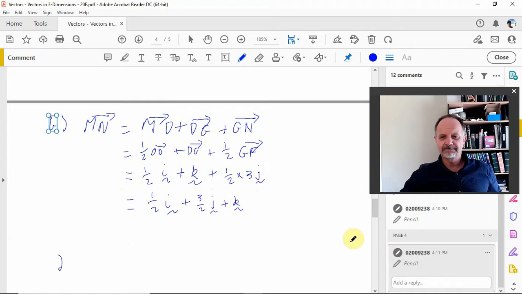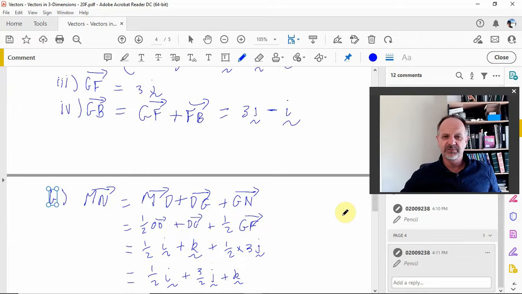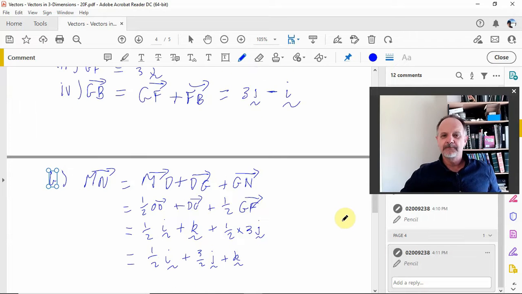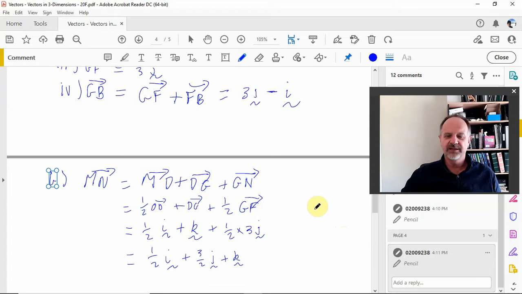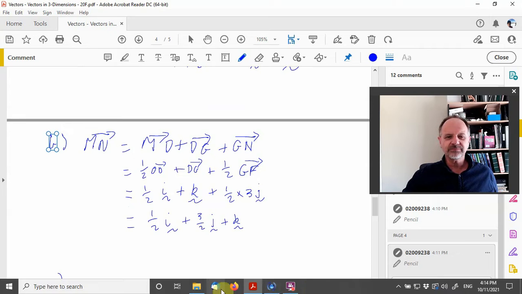All right, so again, not overly different to two dimensions. It's a little bit more complicated, but work in the I's, the J's, the K's, draw your diagrams, see what you've got, see what you need, and work from there. All right, so if there's anything there that you're not sure about and you need help with, make sure you get some help. And as always, have fun.